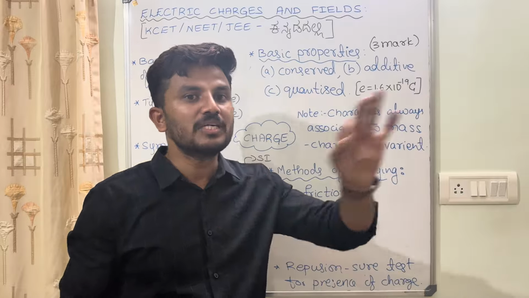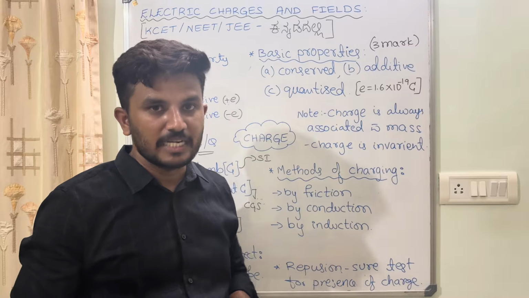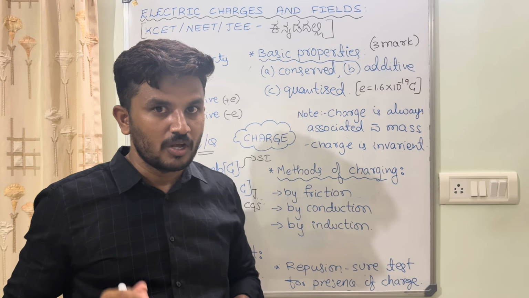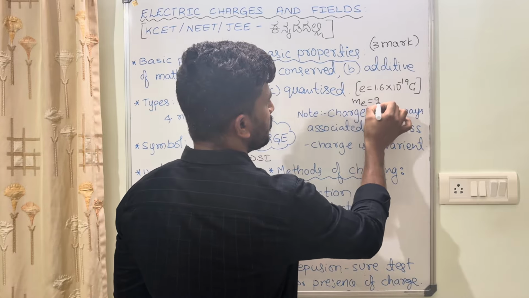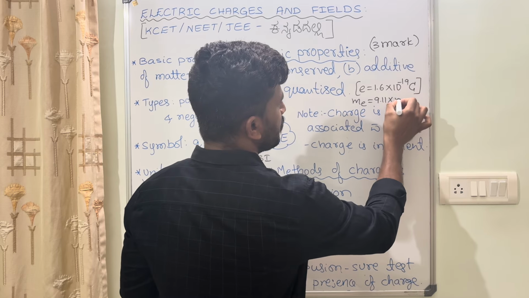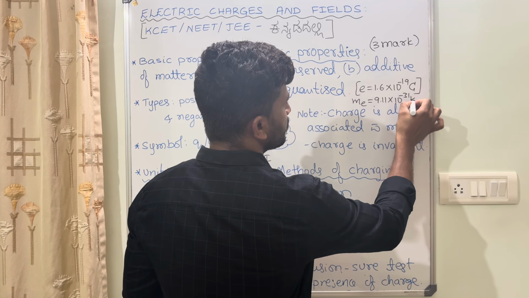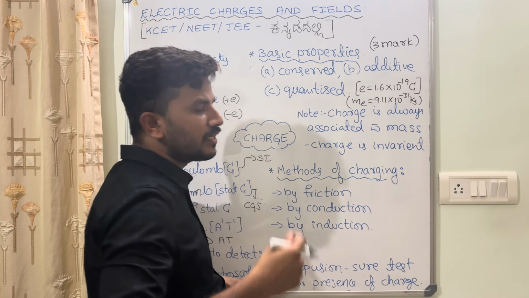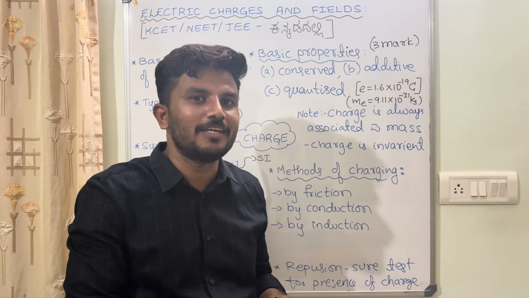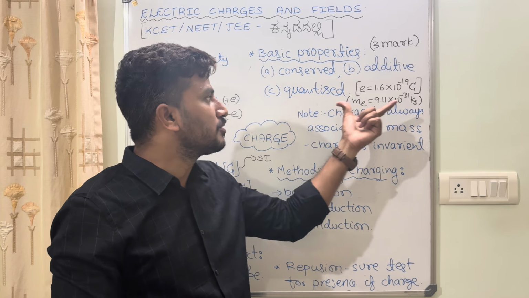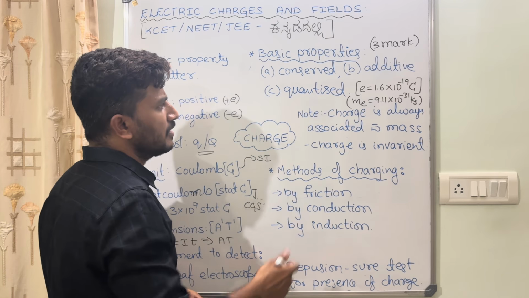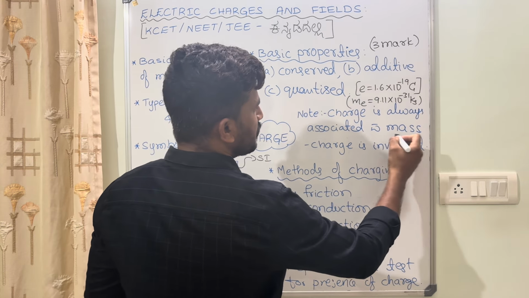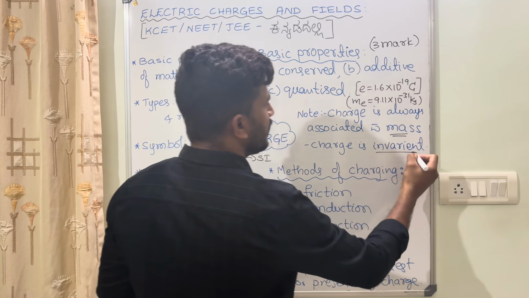So when it moves, it carries this much amount of energy, the charge. Also, the electron has some mass. How much? 9.11 into 10 to the power minus 31 kg. So when the electron moves from one body to another body, it carries this much amount of mass as well as the charge. Next, mass is done, then charge is invariant.